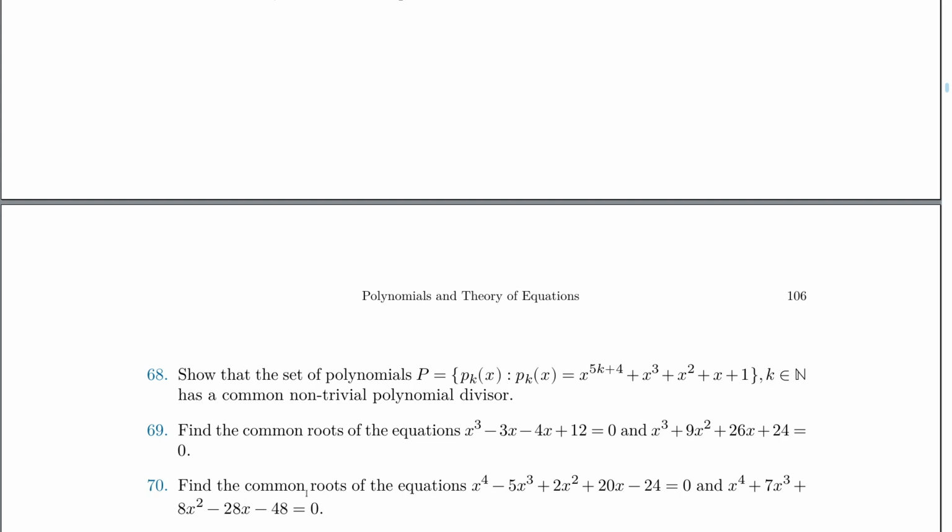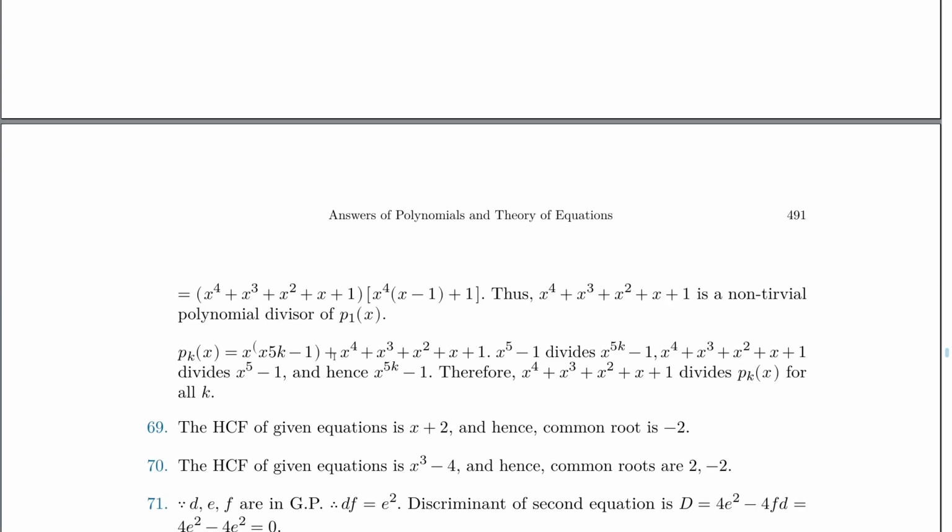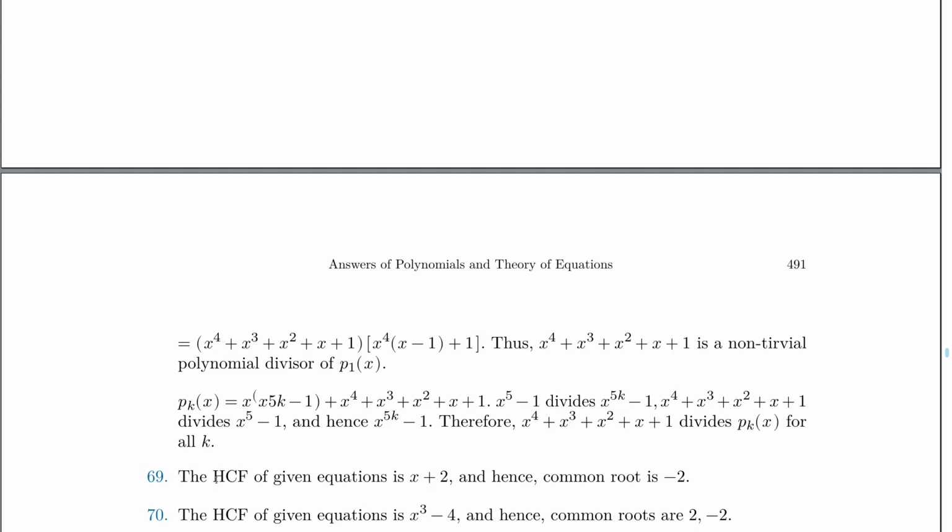So whenever you have to find common roots of the equation, you find the HCF. So the HCF for 69 is x plus 2. So the common root would be minus 2. And the HCF of the given equations for 70 is x cube minus 4, and hence the common roots are 2 and minus 2. There is a mistake here. This should be square. If this is cube, the roots cannot be 2 and minus 2. So it is x square minus 4. And the common roots are 2 and minus 2.